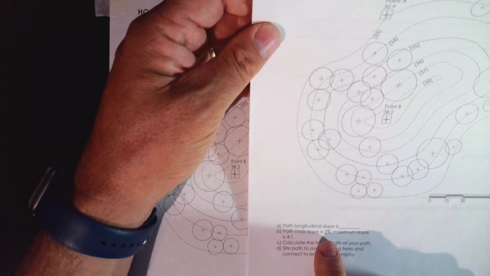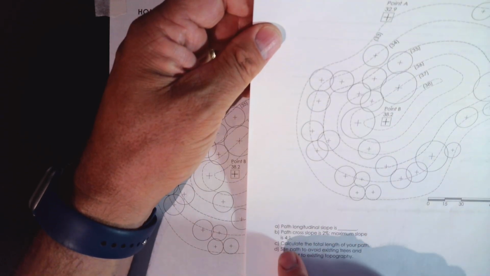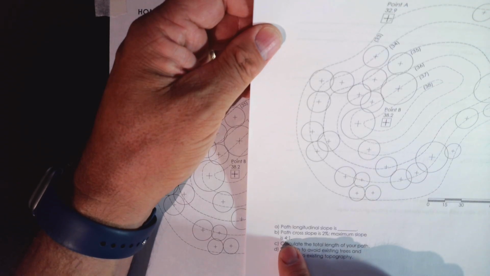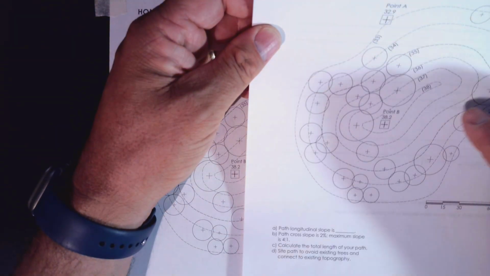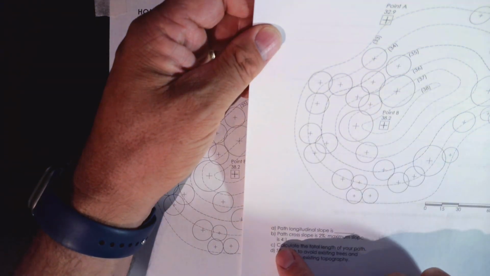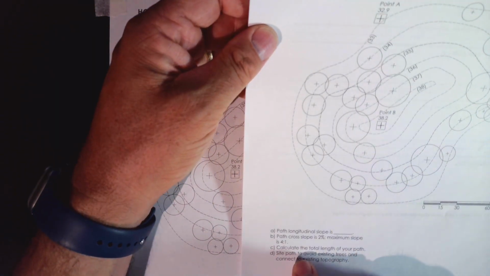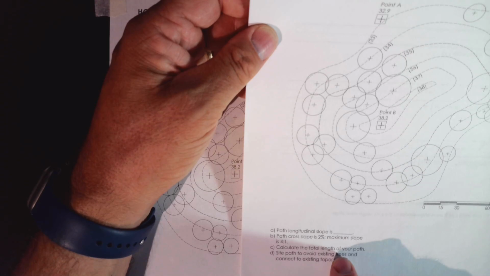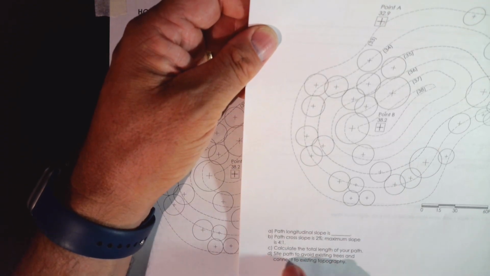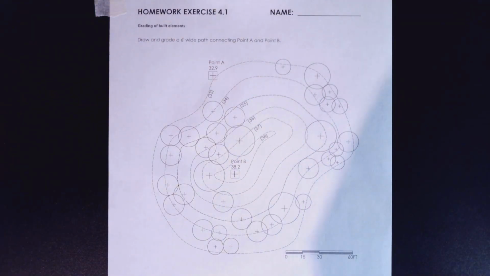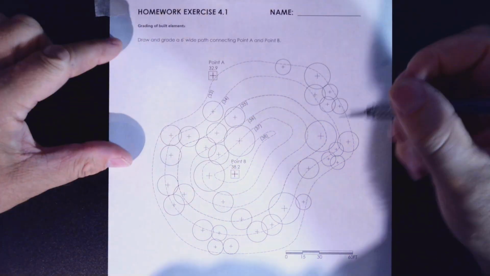The cross slope of the path is 2%, and the maximum slope is 4:1. That means your contours have to be at least 4 feet apart when you tie back in. Calculate the total length of your path. You need to do that to determine the longitudinal slope, site the path to avoid existing trees, and connect to existing topography. So with that, we'll do this real quick so you can see what needs to be done.